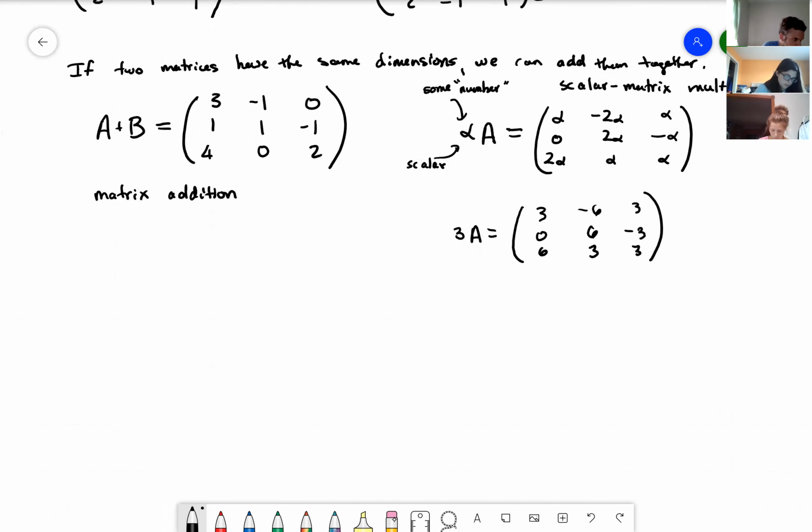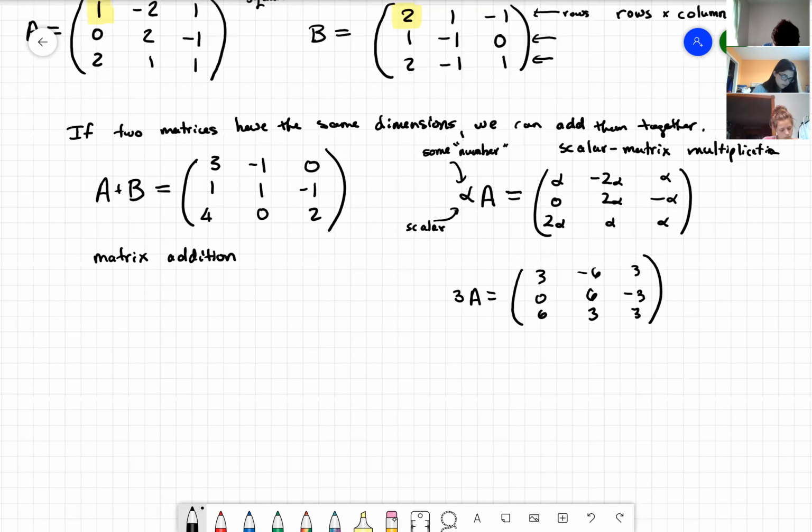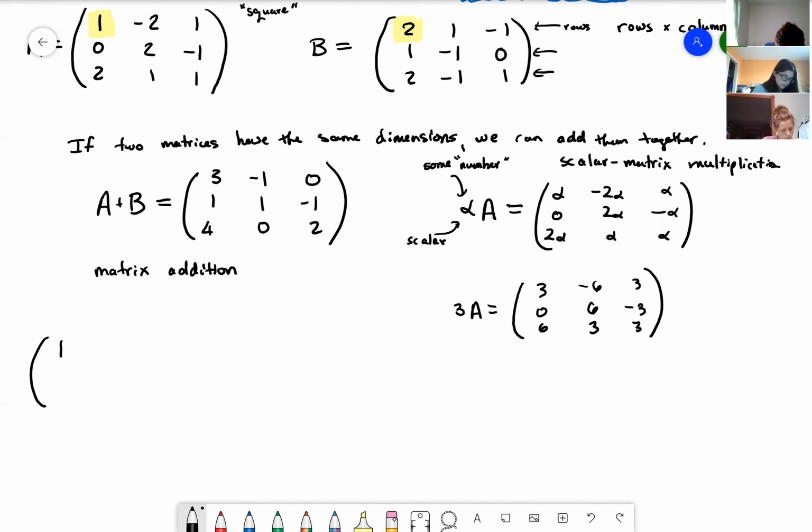And then we have the thing that makes matrices really, really cool in comparison to the number field that we're talking about. And that's matrix multiplication. Now, the way matrix multiplication works, we'll do an example first. So A times B. I'll write it out first. 1, 0, 2, minus 2, 2, 1.